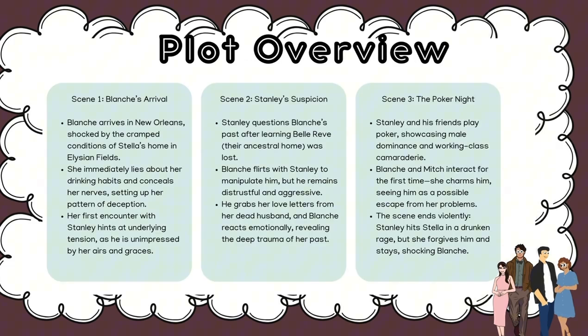So now we're going to go through the plot overview. There are 11 scenes and I'm going to go through the key events. So scene 1, Blanche's arrival. Blanche arrives in New Orleans, shocked by the cramped conditions of Stella's home in Elysian Fields. She immediately lies about her drinking habits and conceals her nerves, setting up her pattern of deception. Her first encounter with Stanley hints at underlying tension as he is unimpressed by her airs and graces.